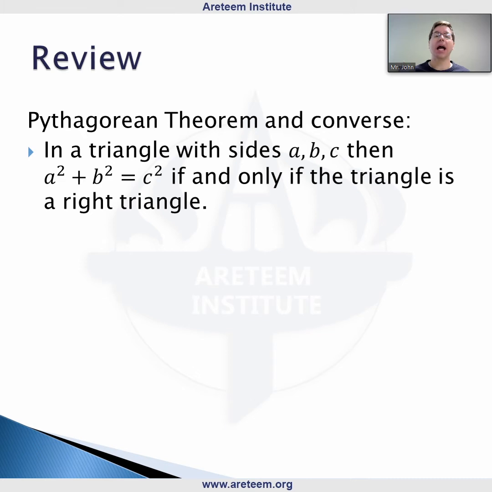We have had a previous Thursday Tidbit, I'll link that in the description below, where we talked about the Pythagorean theorem and its converse. This was talking about a right triangle. If we have a triangle with three sides, a, b, and c, then we know that this is a right triangle if and only if we have a squared plus b squared equals c squared.